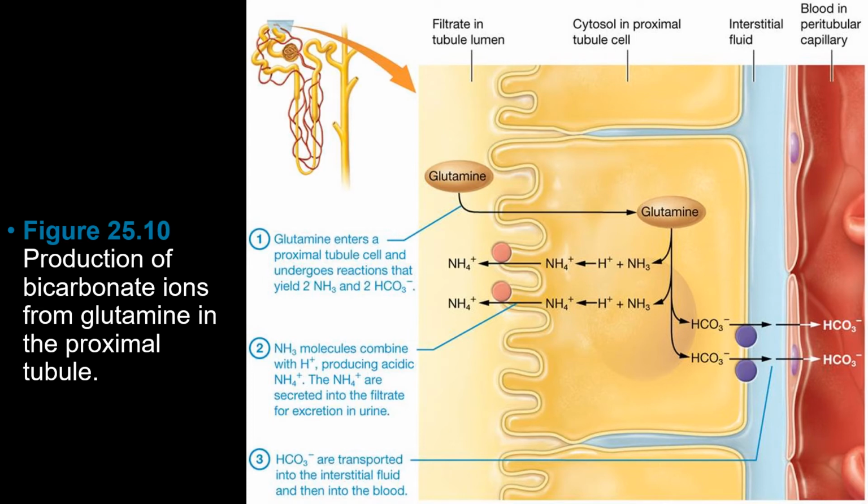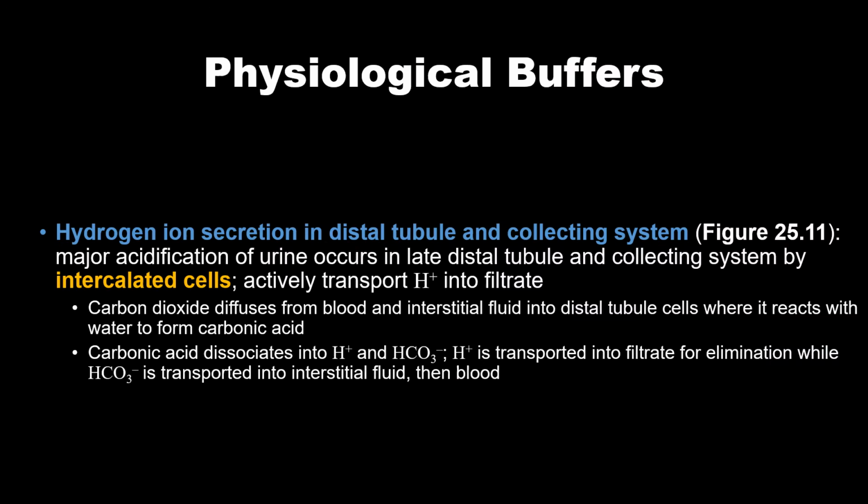The 2 ammonium ions are then secreted back into the filtrate for excretion in urine, while the bicarbonate ions that have just been created go into the interstitial fluid and then into the blood. So you see this glutamine comes in and it breaks into ammonia, and then ammonia becomes ammonium. But moving on.